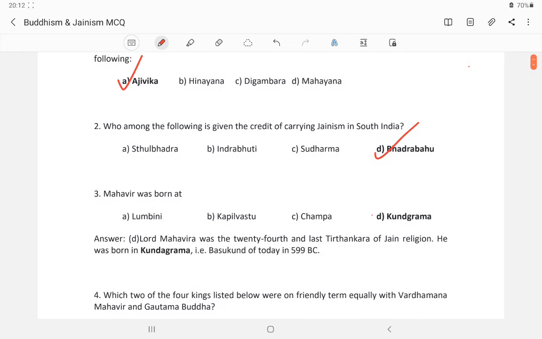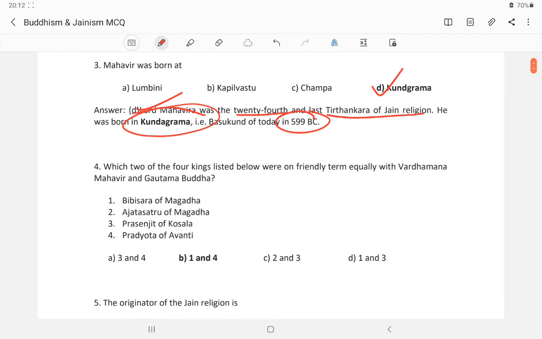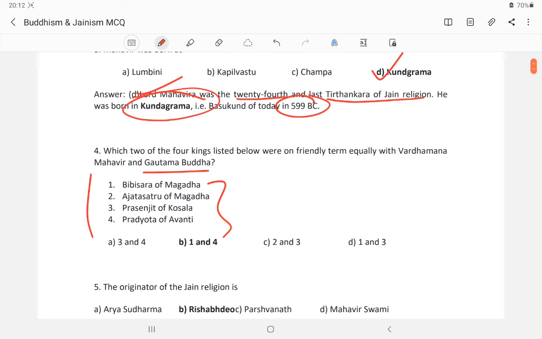Next, Mahavira was born at Kundagrama and Buddha at Lumbini. Lord Mahavira was the 24th and last Tirthankara, born in 599 BC at Kundagrama. Which two of the four kings were on friendly terms with Mahavira and Gautama Buddha? They maintained friendship. So the answer is Bimbisara and Pradyota of Avanti.